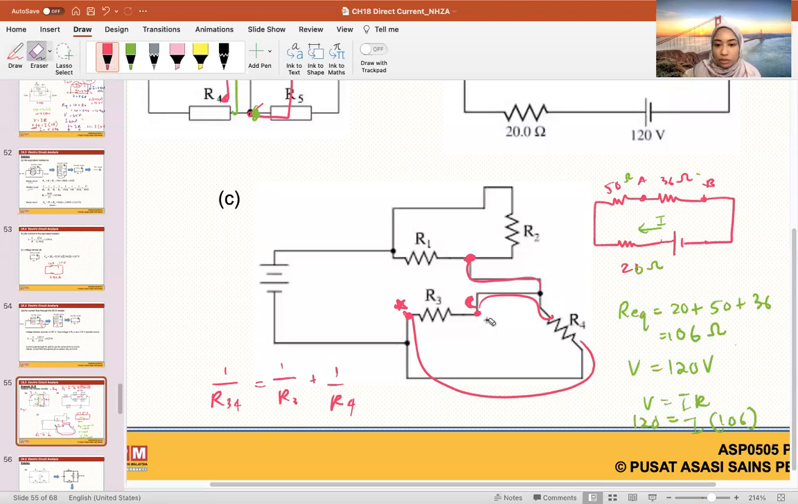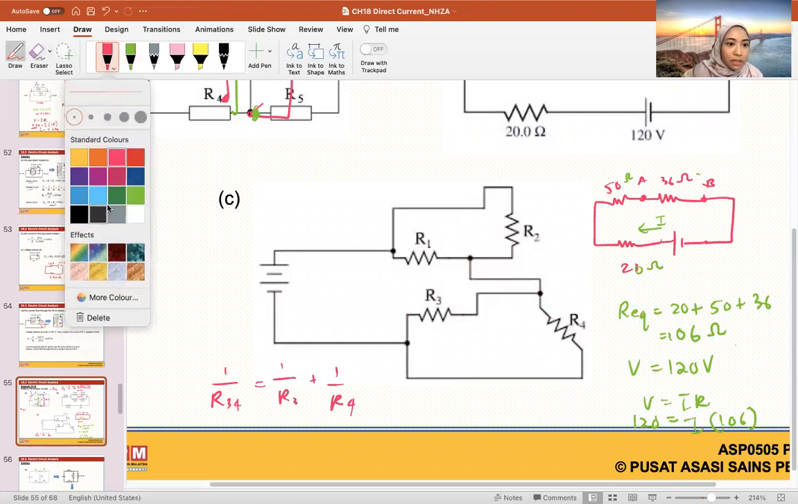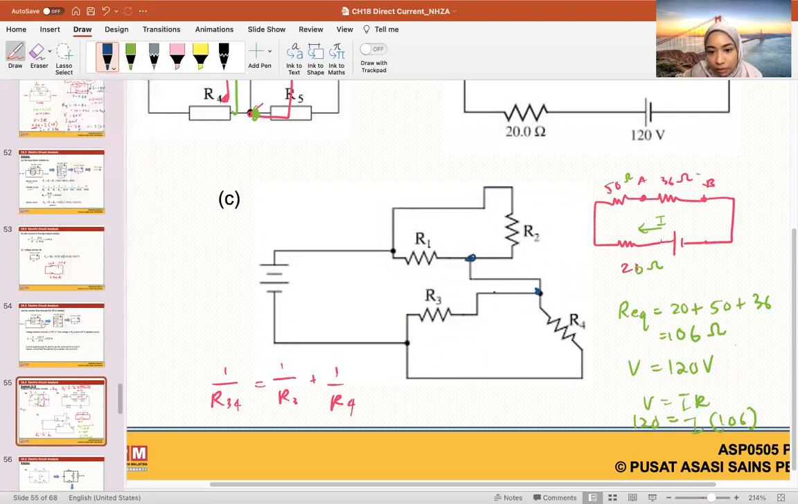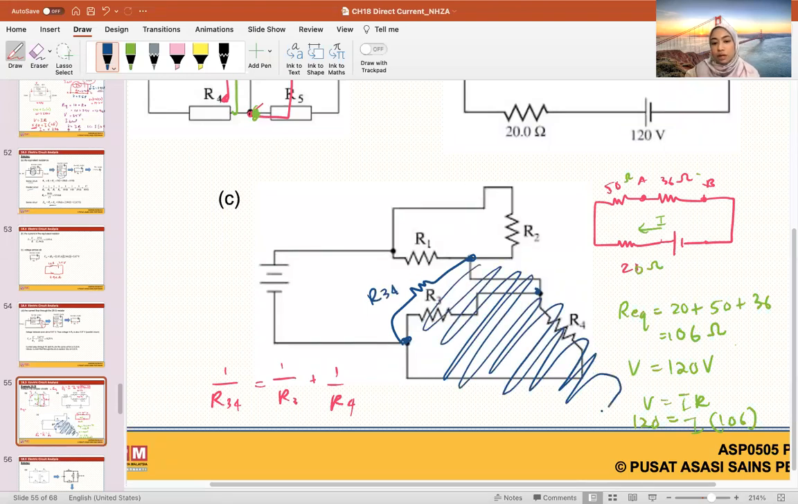So now I can redraw this to make my life easier. I don't know if it makes your life easier, but it does make my life easier. So from this point to this point is your R34. Okay, so kita boleh abaikan yang ni dah. So now I'm left with this guy, R34, R1, R2.